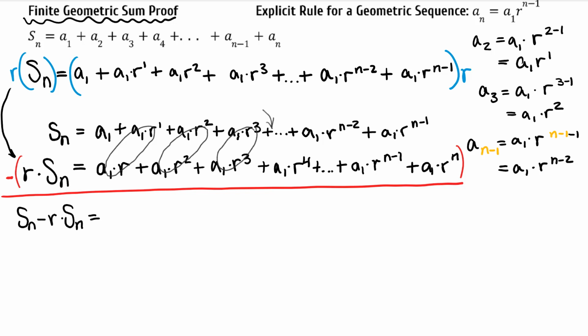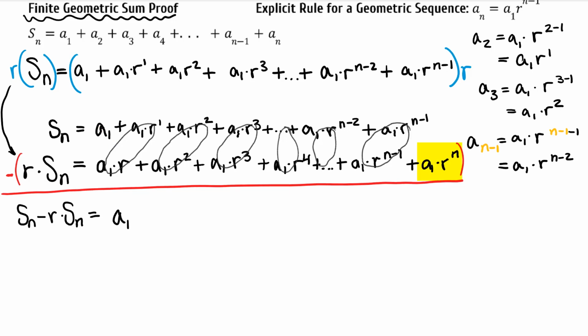And we know that since this keeps on going, it will have an a sub 1 times r to the 4, so that will also subtract to 0. And the second sum will also have an a sub 1 times r to the n minus 2, which will subtract to be 0. And all we have left on the right side is a sub 1 and an a sub 1 times r to the n that's being subtracted. So that would be a sub 1 minus a sub 1 r to the n.